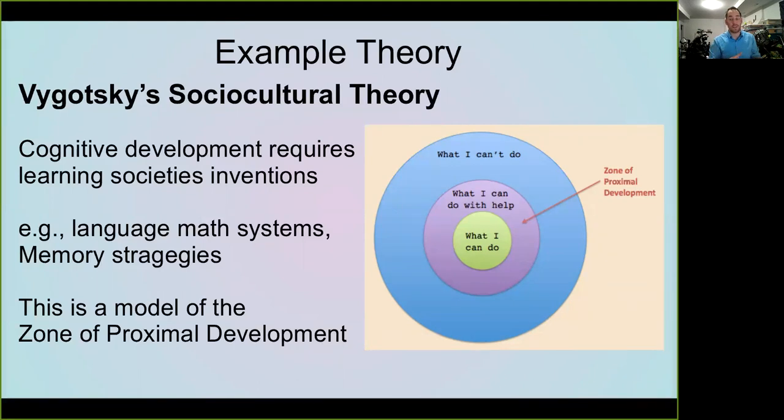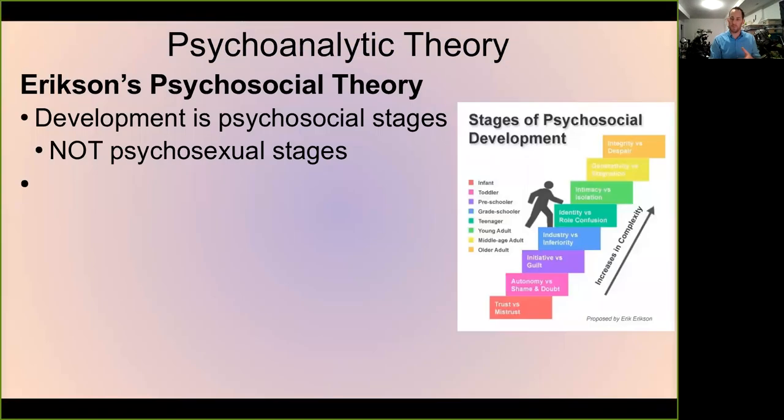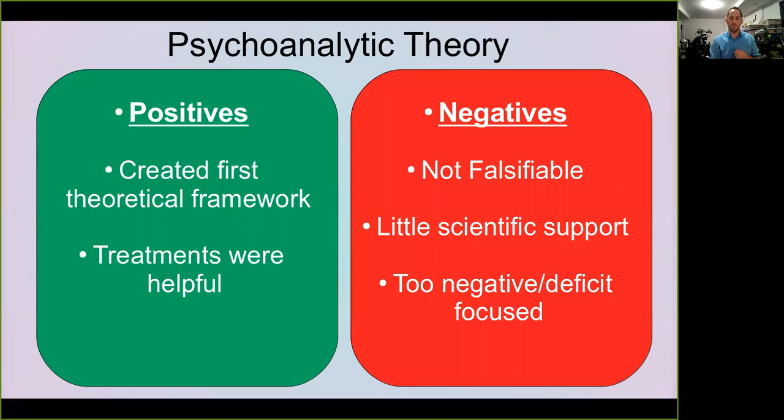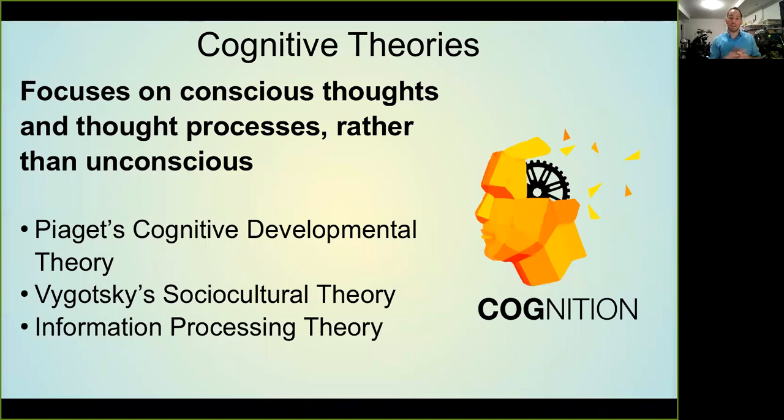It's possible. The theory is written in a way that you could prove it false if that kind of thing happened on a large scale. So that's what we're talking about, falsifiability. All right, cognitive theories kind of came next.